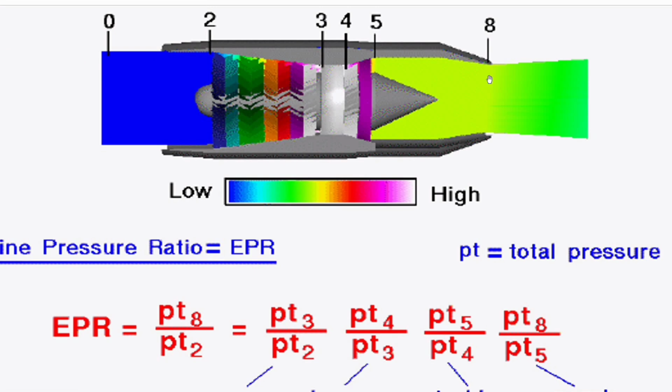Typically, the numbering system begins at the air intake and progresses toward the exhaust nozzle. The commonly used station points are: Station 0, free stream conditions outside the engine, before the inlet. Station 1, immediately at the entrance to the engine inlet. Station 2, compressor face or the entrance to the compressor.